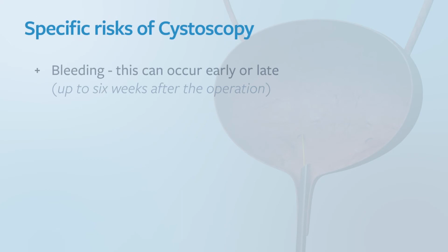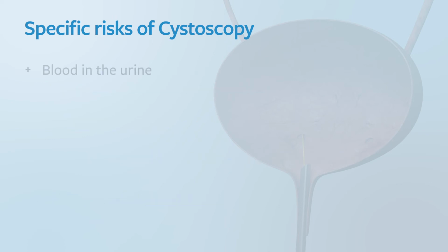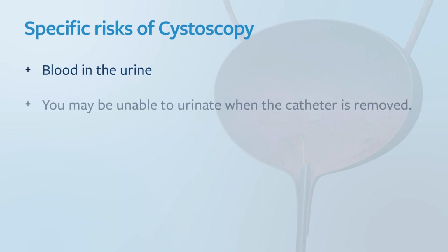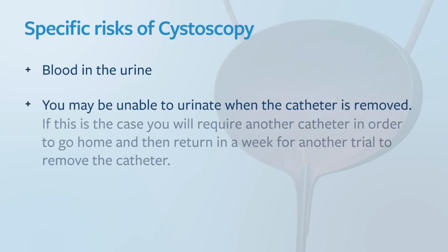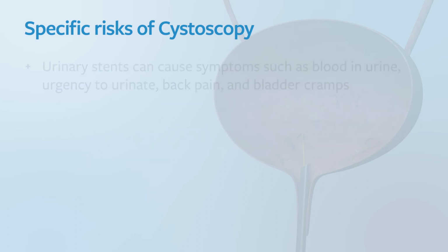The specific risks of cystoscopy include bleeding, this can occur early or late, infection, catheter-related issues or catheter being dislodged, irritative voiding symptoms, blood in the urine. You may be unable to urinate when the catheter is removed. If this is the case, you may require another catheter in order to go home. We'll get you back in a week for another trial to remove the catheter. Stricture of the urethra can occur, although rare.